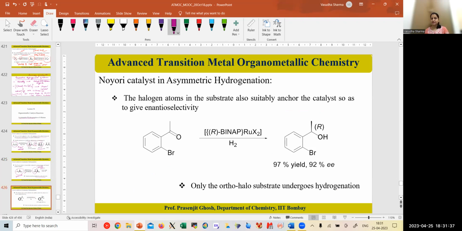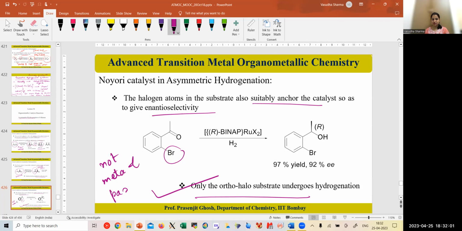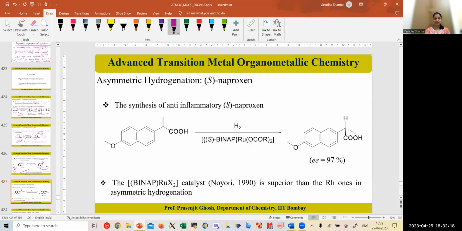Here, the halogen atoms in the substrate also suitably anchor the catalyst so as to give the enantiomer selectivity. So if we are having bromine at the meta position or the para position, this kind of selectivity won't be seen. But on the ortho positions, because this anchoring happens, it undergoes the hydrogenation, not the meta and para. So they don't go through this hydrogenation. Here we can see we have a carbonyl over here. One will become the H, another has a wedge bond, and the H would be like this. So here it is having a 92% enantiomeric excess.